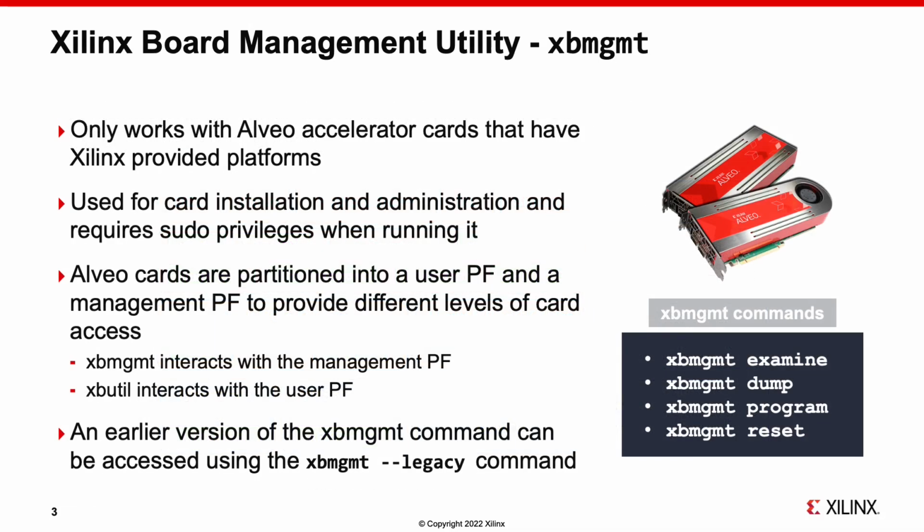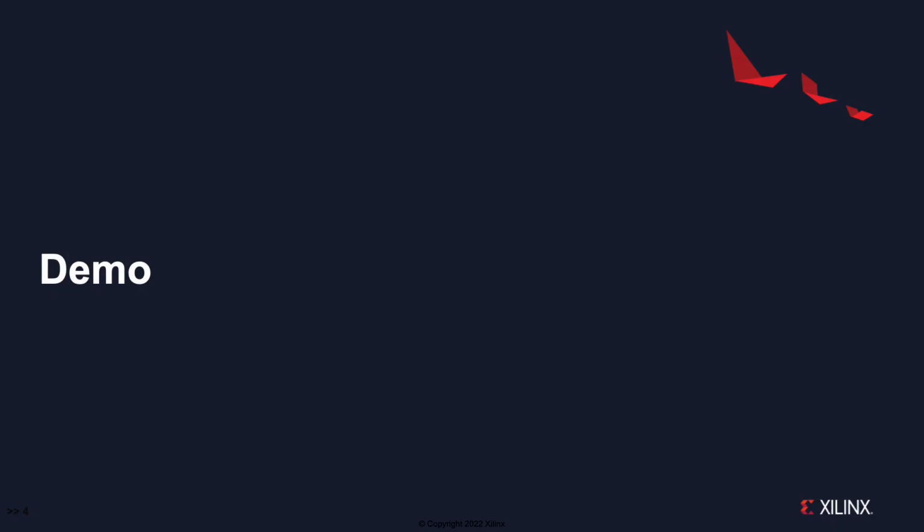Accelerator cards are partitioned into a user function and a management function to provide different levels of card access. The user function lets you load and run applications, while the management function is for system administrators to manage the card. The xbutil utility interacts with the user function. The xbmgmt utility, which requires root privilege, is for interacting with the management function. We will have another video to introduce the xbutil utility. Let's start our practice on xbmgmt with the following demo.